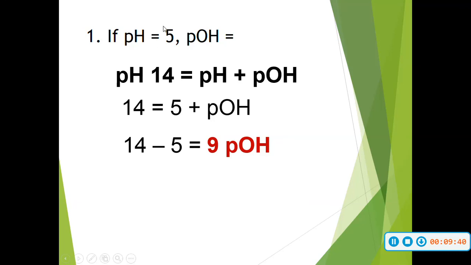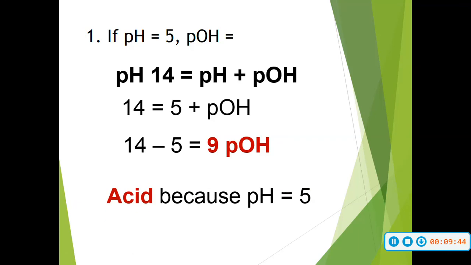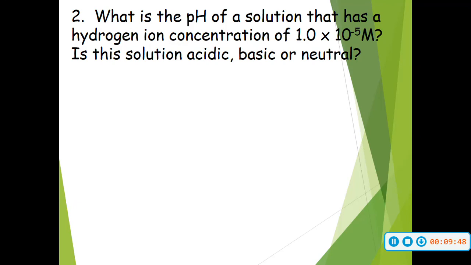And since our pH is below 7, we automatically know that it's going to be an acid. Okay, so sample problem number 2. What is the pH of a solution that has a hydrogen ion concentration of 1.0 times 10 to the negative 5 molar? And second question, is this solution acidic, basic, or neutral?